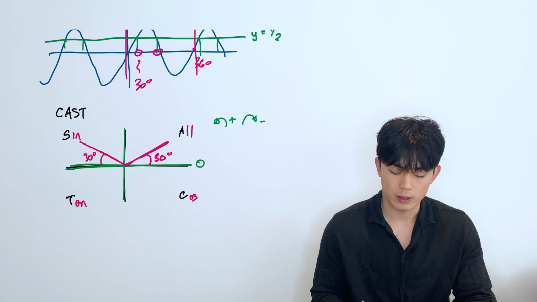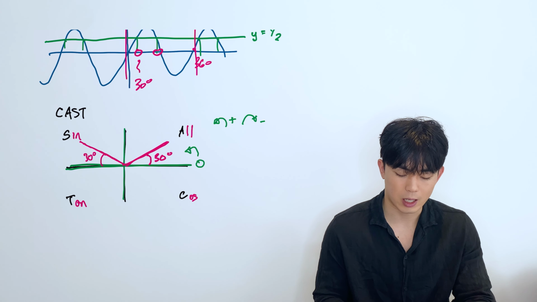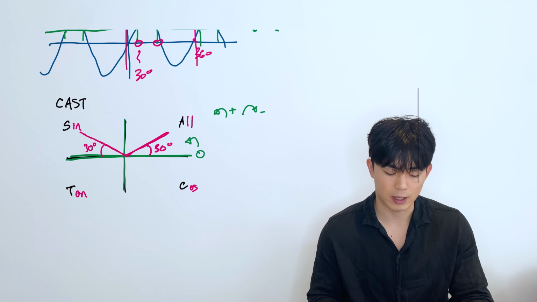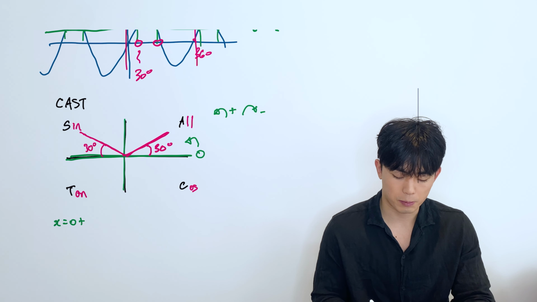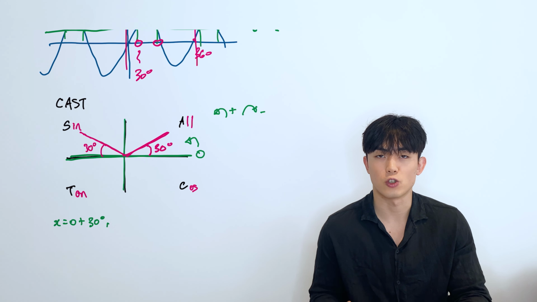So first, from 0, the first line is in an anti-clockwise direction, so we're going to be adding a certain angle, right? So x is going to be 0 plus the angle which we found, 30 degrees. So that's going to be our first solution.